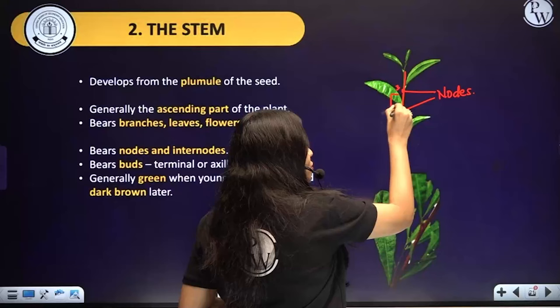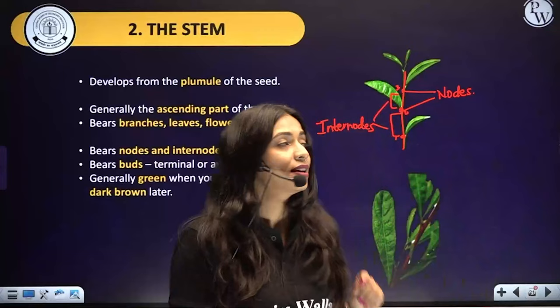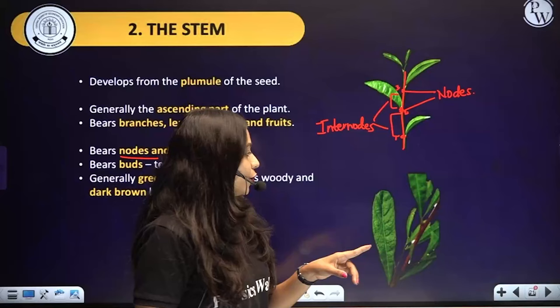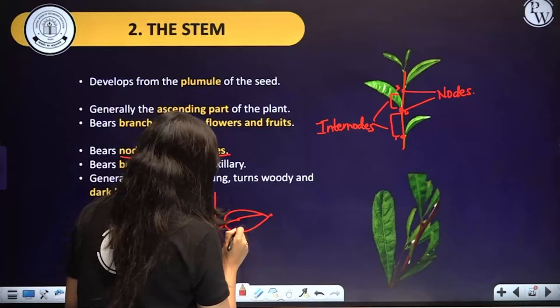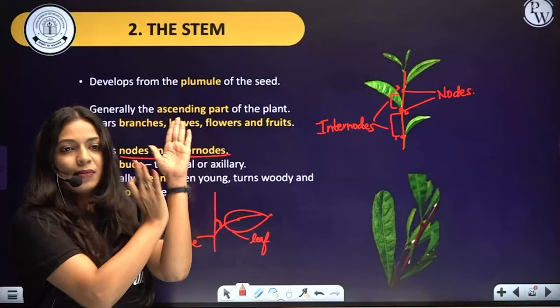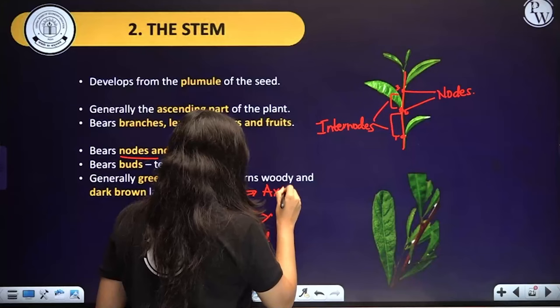So these regions are called internodes. Clear? So the characteristic feature of stems is that they will have the presence of nodes and internodes. Now, I want you to understand one thing here. So let's say this is a stem, this is a node, and it's a node because the leaf is arising from that part. So here you have the leaf. This angle that you have between the stem and the leaf is called the axil. It's called the axil, A-X-I-L.